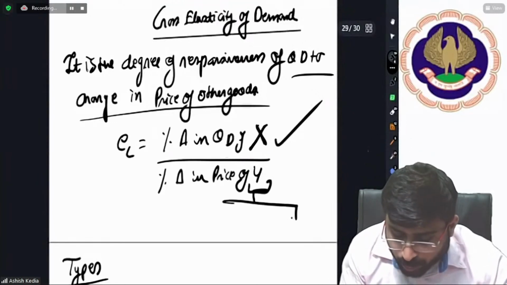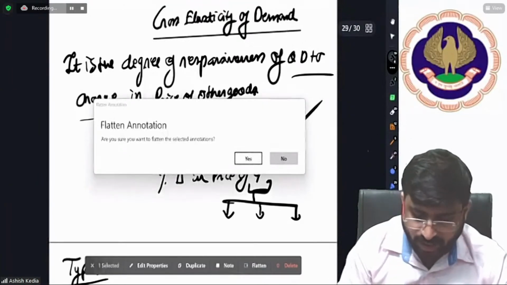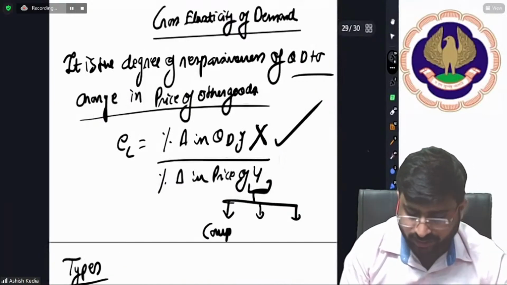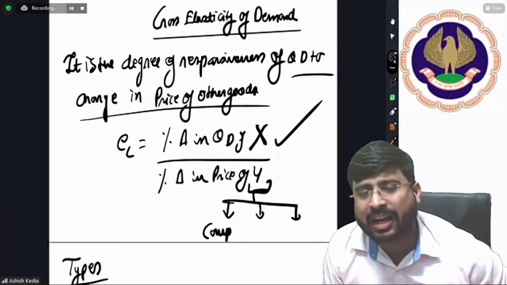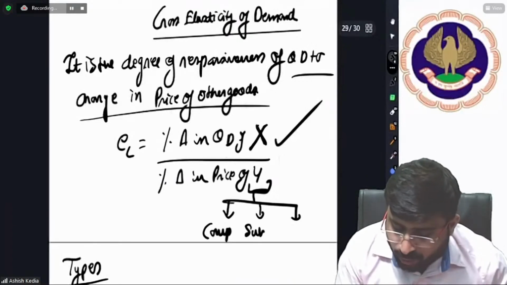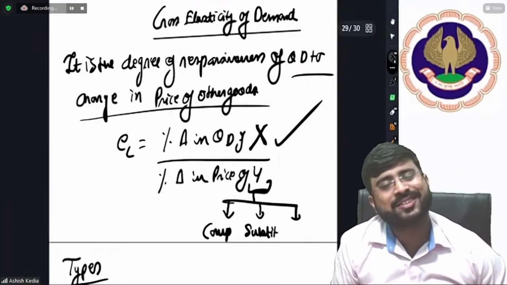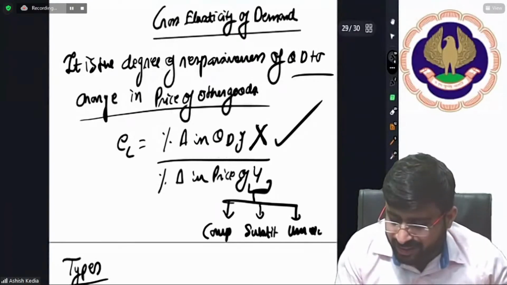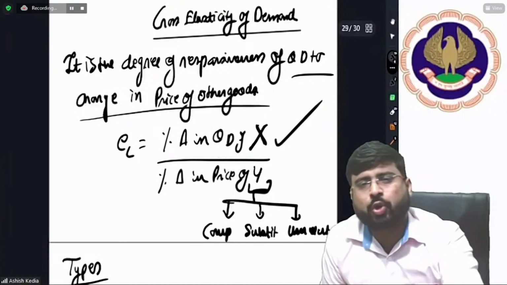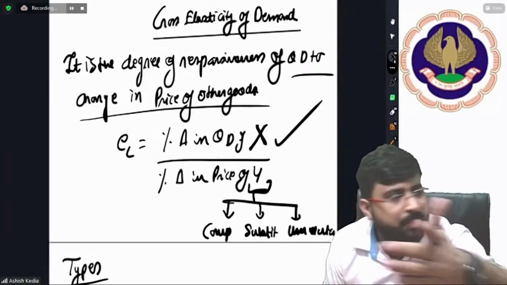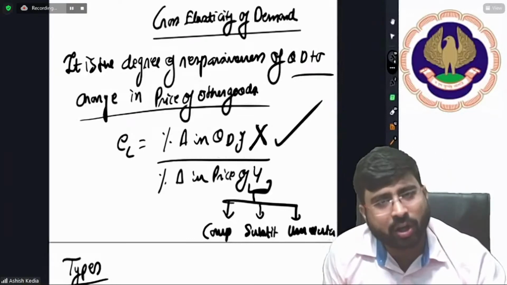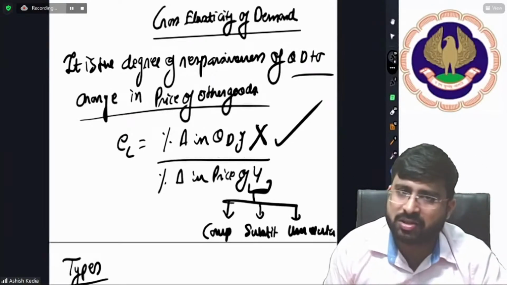This commodity Y could be one of three. It could be a complementary good, that is, goods that are used together, like car and petrol. It could be a competitive good like a substitute good, tea and coffee, or it could be an unrelated good, that has no relationship, like salt and television. Salt and mobile phone, no relationship. So it could be in any of the three. That is cross elasticity of demand.